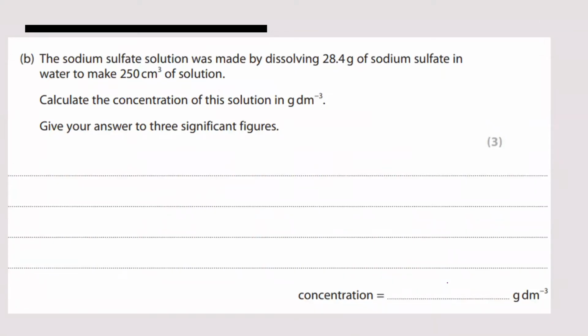The sodium sulfate solution, so this is from another question, but this is the maths part of it. The sodium sulfate solution was made by dissolving 28.4 grams of sodium sulfate in water to make 250 cm cubed of solution. So it's 250 milliliters. Calculate the concentration of this solution in grams per dm cubed. Give your answer in 3 significant figures.